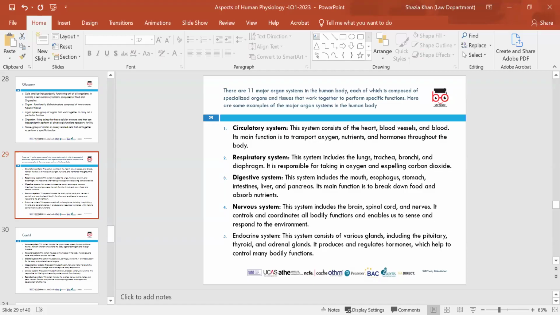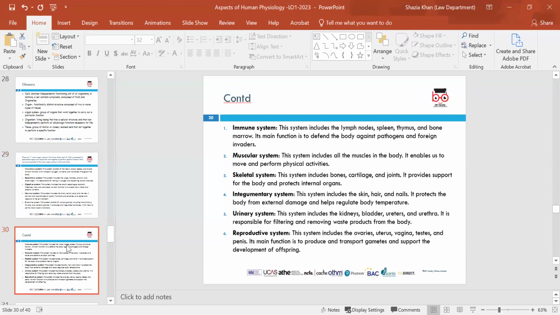You have the nervous system, which is the initiation and regulation of vital body functions, sensation, and body movements. You have the immune system, which involves the lymph nodes and spleen, defending the body against pathogens and foreign invaders. The muscular system looks at the muscles in the body and how they perform physical functions. The skeletal system looks at the joints and bones and provides support.